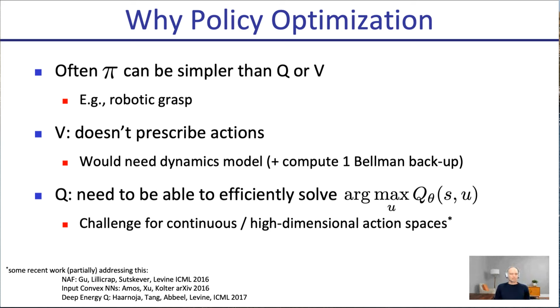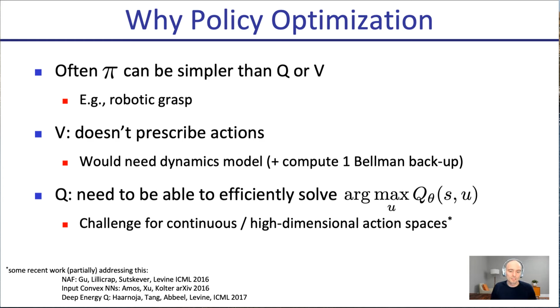So why policy optimization? Well, often a policy can be simpler than a Q function or a value function. For example, a robotic grasp. You want to pick something up. It's about moving the gripper to the object and closing. But do you know exactly how long it's going to take? Do you know exactly the grasp quality metric you can assign to what you did? That might be harder to calculate, but the right strategy might be simpler to represent and so faster to learn.